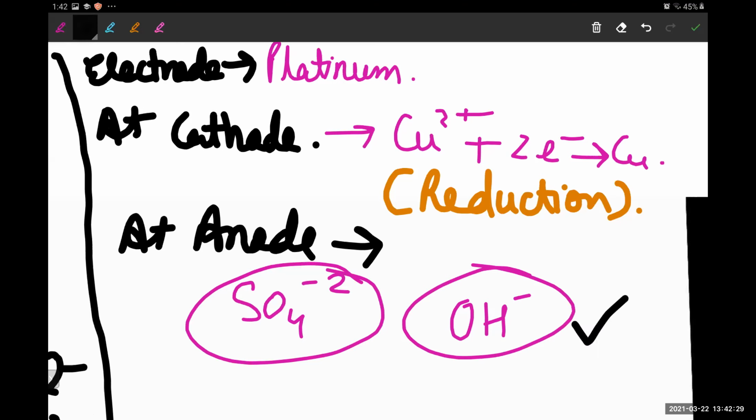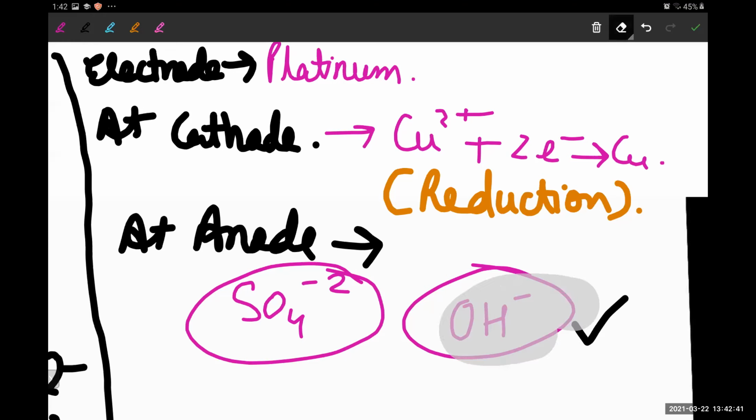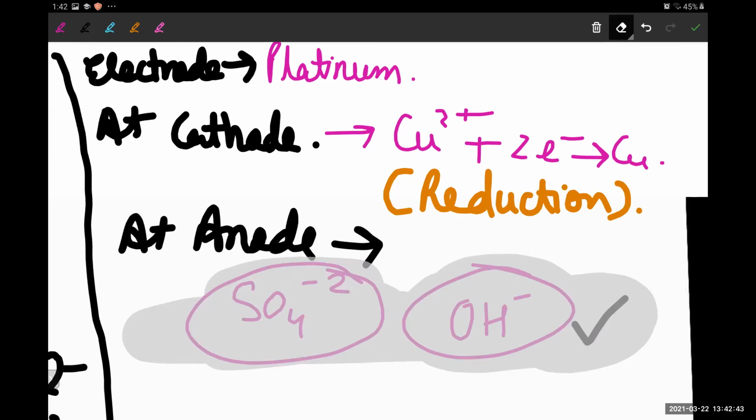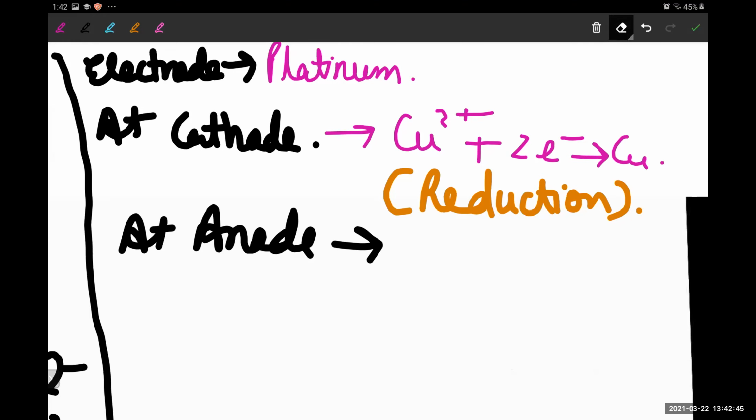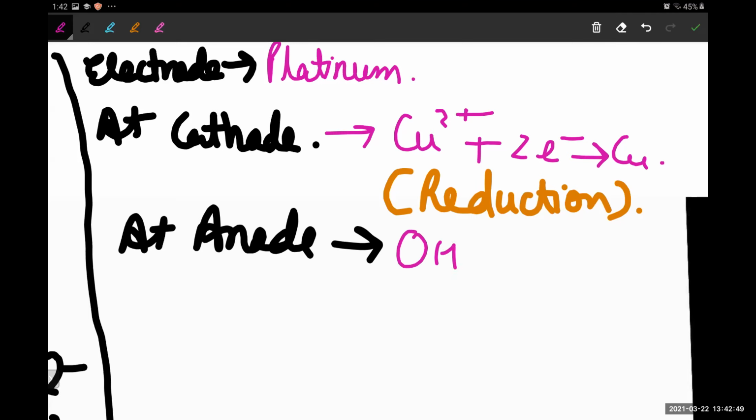OH- will win. Why? The reason might be asked in your examination, and you will say that it is lower in the electrochemical series. Very good. So let's erase this, because we all know what's happening. Let's write here that only OH- will be discharged. So OH- will do what?